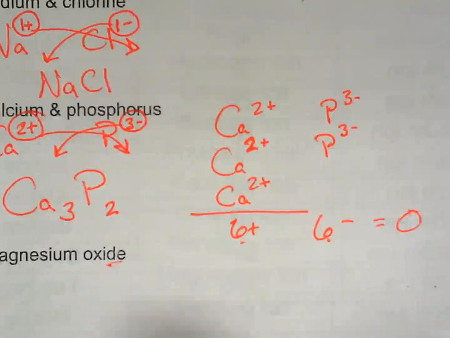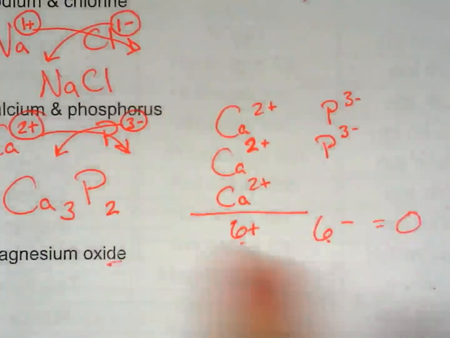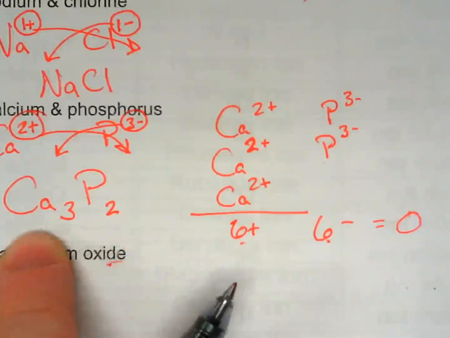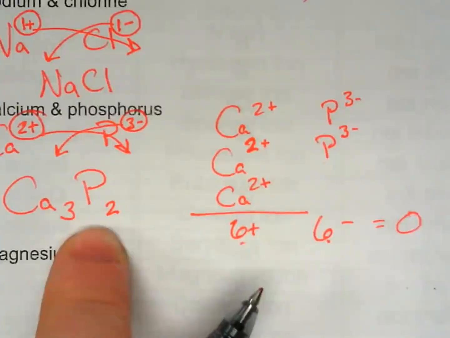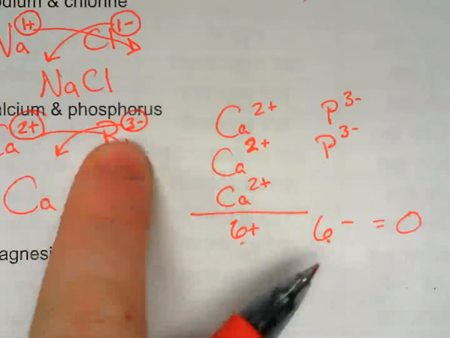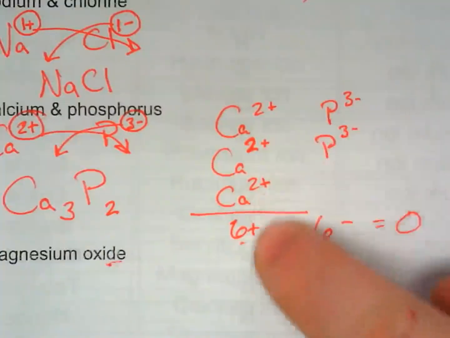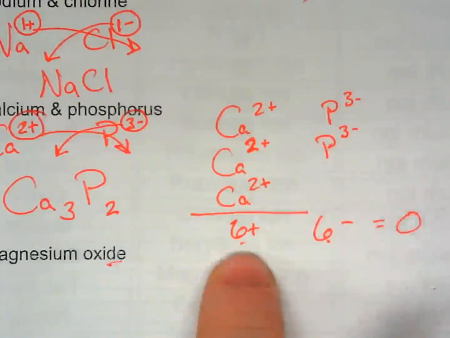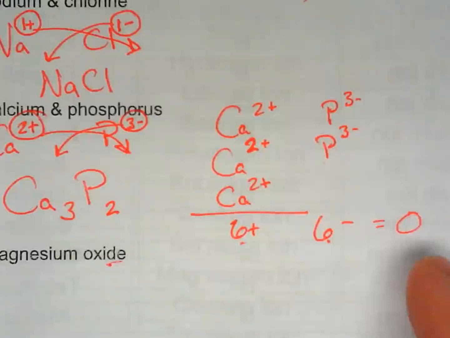So if you're wondering, this right here is explaining how I know that this is a neutrally charged compound. When we do the crisscross, just add up the charges, and you can see 6 plus, 6 negative, that's 0. Balances out.